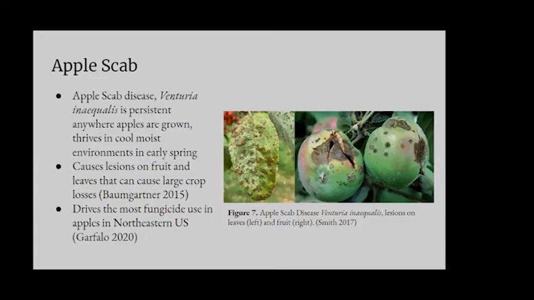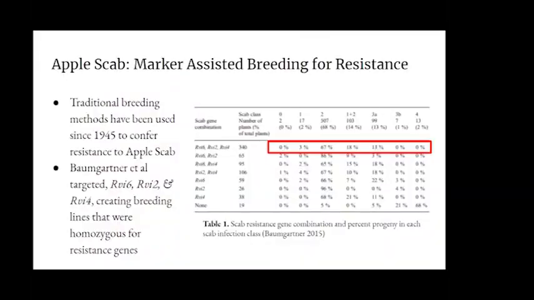The images on the right show pictures of lesions on leaves, and to the right of that is a picture of lesions on the apples. The experiment that was done using marker-assisted breeding involved 3 different genes. Initially, it was thought that apple scab resistance was controlled by just one gene, and traditional breeding methods have been used since 1945 to confer resistance to apple scab.